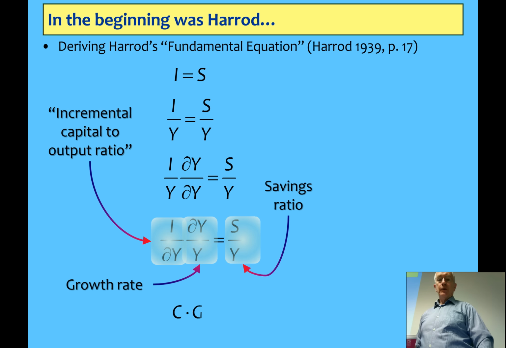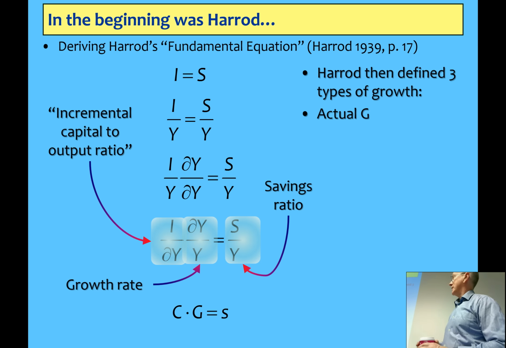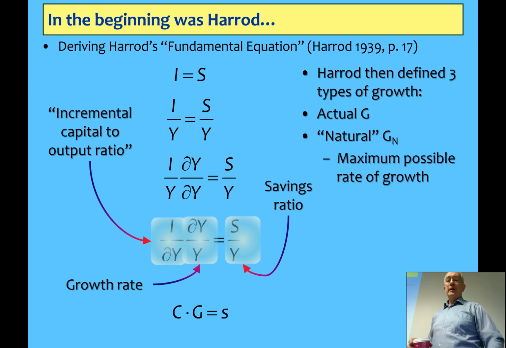Now, there's all sorts of problems. I can talk about this later, but I'll cover a few of them here. But mainly I'm just going to show you what the mechanics of this turn out to be. So he's got C, which he used as the expression for the incremental capital output ratio, multiplied by G for the growth rate, equals S, the savings rate. And then he said, well, there's three types of growth. He took actual growth, first of all. It's what you actually record. And then what he called the natural.